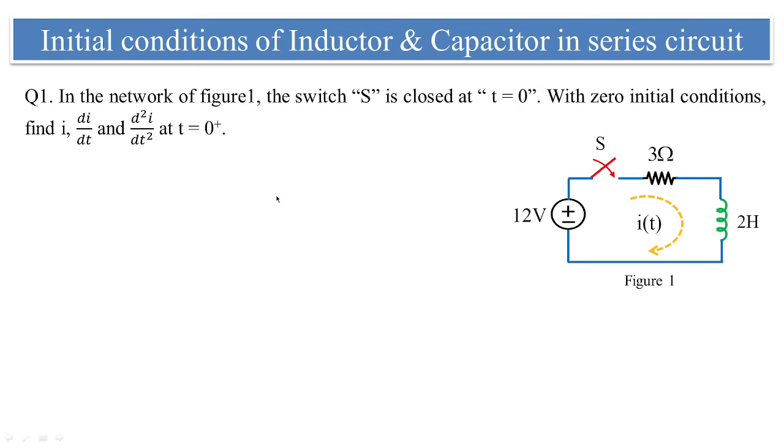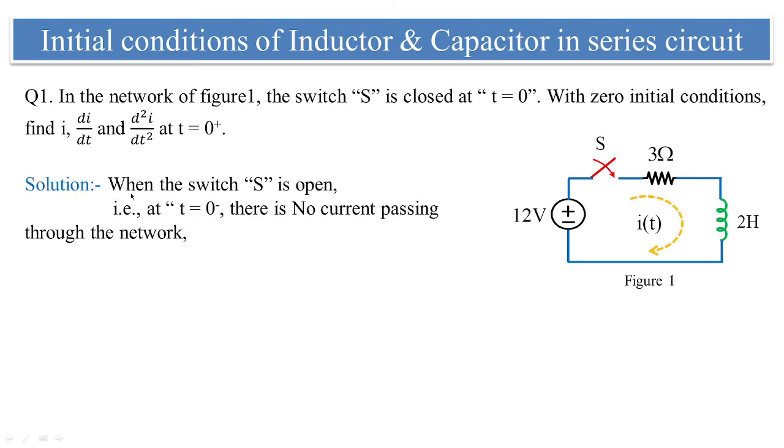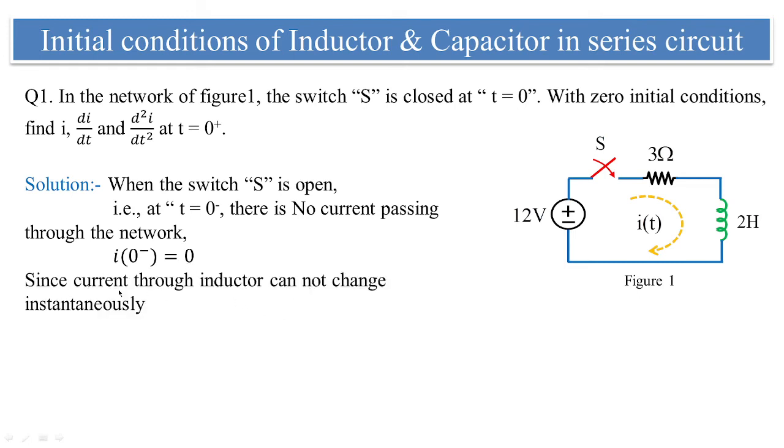So how do we do that? When the switch is open, we are treating the switch open condition as t equal to 0 minus. There is no current passing through the circuit. Naturally, since the circuit is not closed, no current is flowing through 3 ohms as well as 2 henries. So i(0 minus), we are treating as equal to 0. And what is the property of inductor? Since current through inductor cannot change instantaneously, naturally, immediately after switching, that is at t equal to 0 plus also, the value of current in the inductor will be 0.